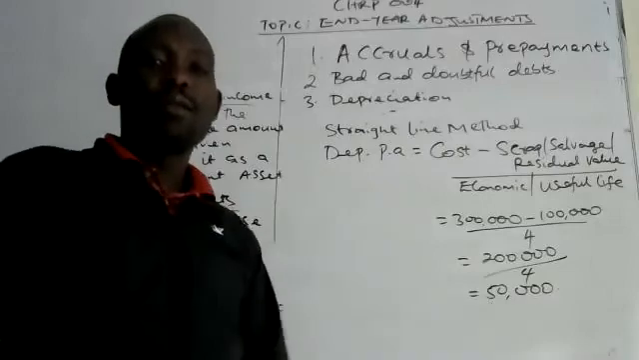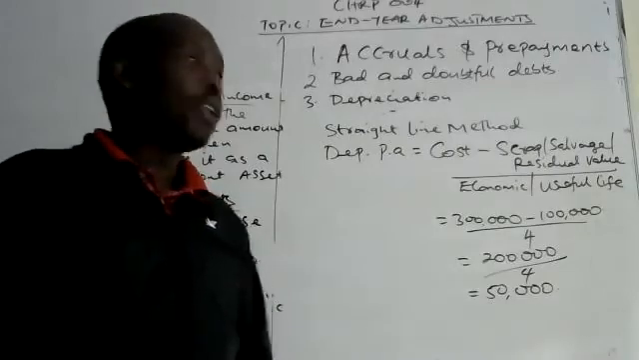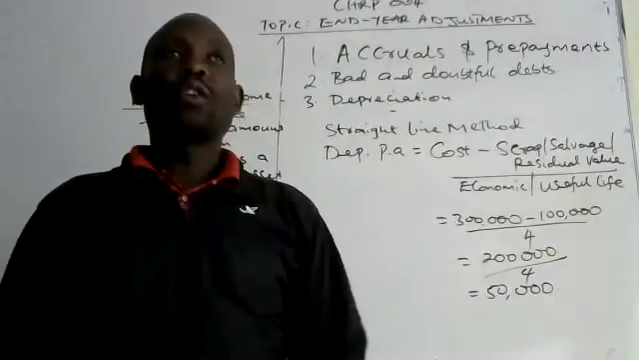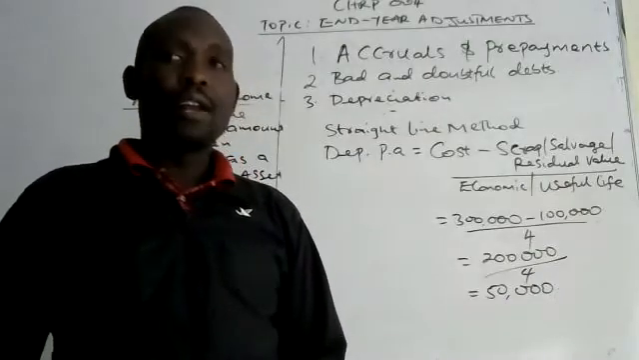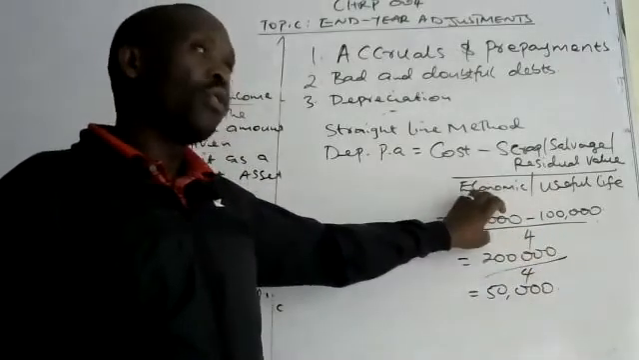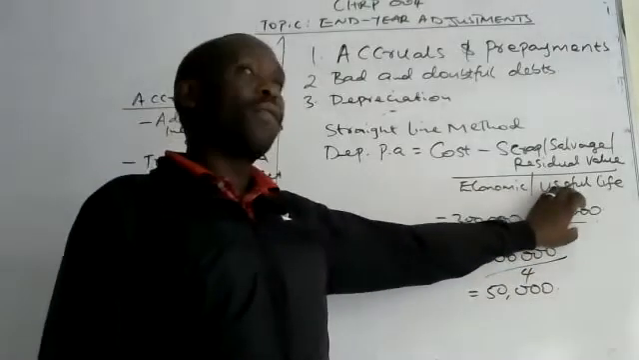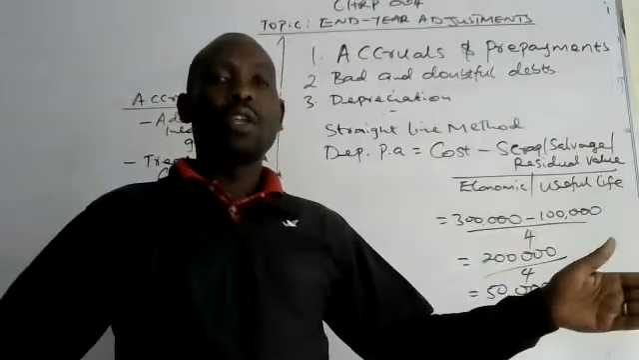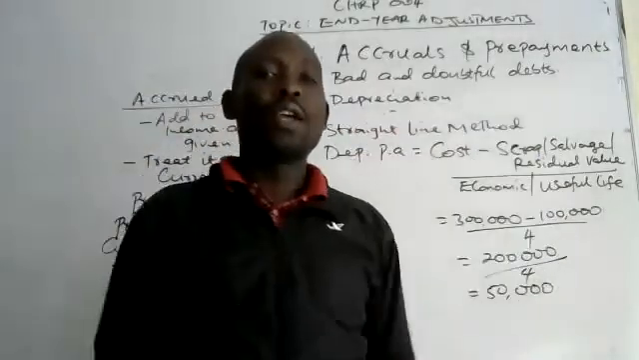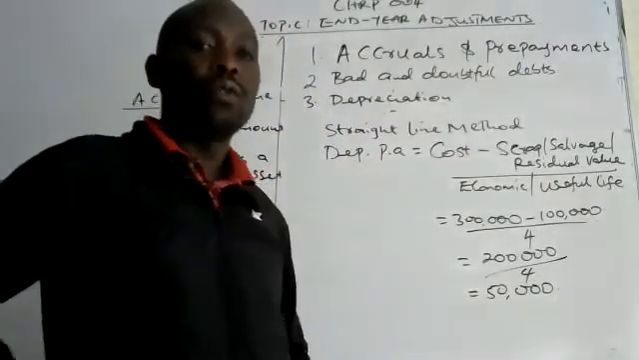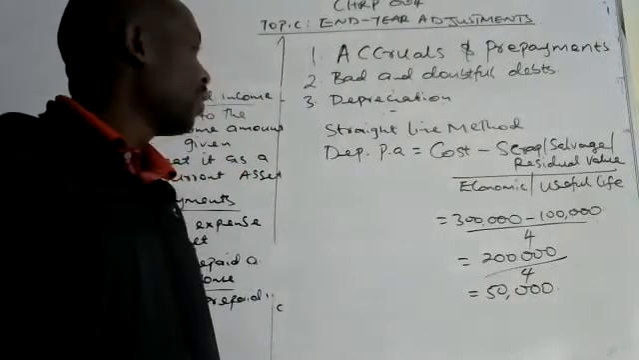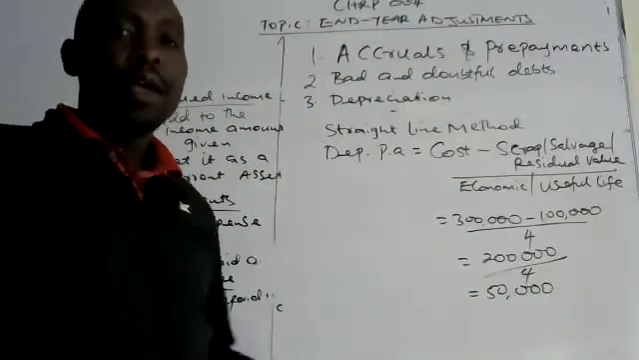The scrap value is the value of the asset after serving this economic useful life. What value remains? That value is the scrap value. So if it had an initial value of this, it is remaining with the value of this. The difference is what it has lost. That difference is now distributed over the years it was useful in that particular business. That is the straight line method.